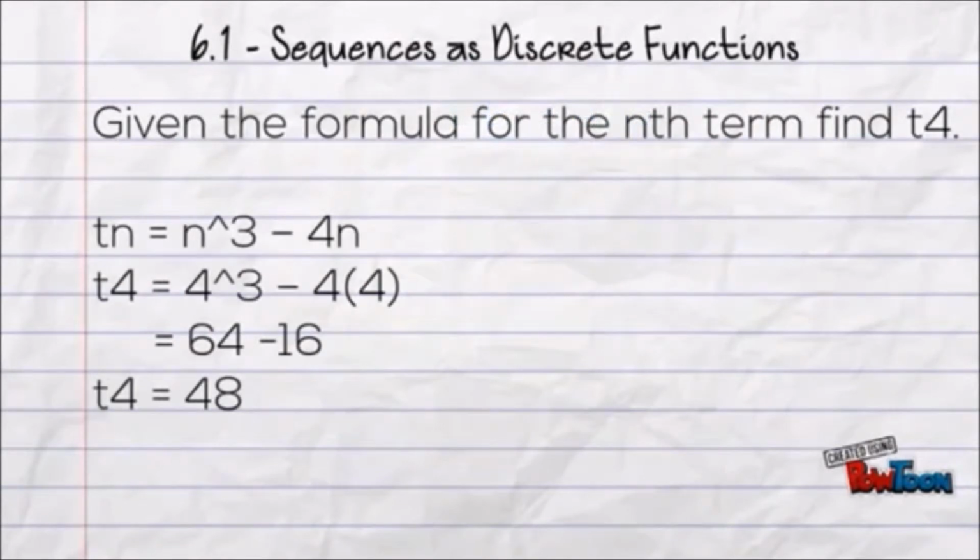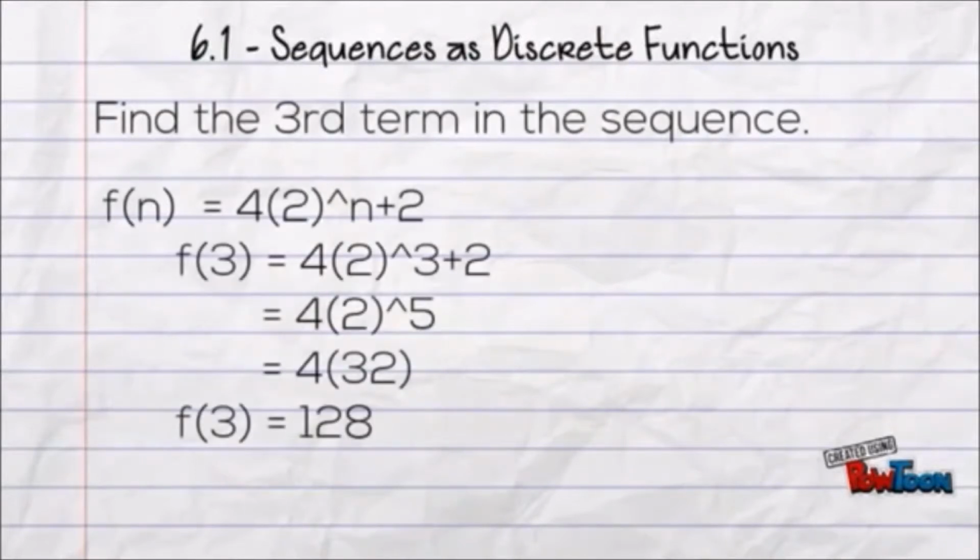Given the formula for the nth term, find t at 4. All we have to do is take our term number, the n, and sub in 4 wherever n is. So t at 4 works out to be 48. Another example like the previous one you may encounter is find the third term in the sequence. With this example again, all you have to do is sub in 3 into the formula. This example works out to be f at 3 equals 128.